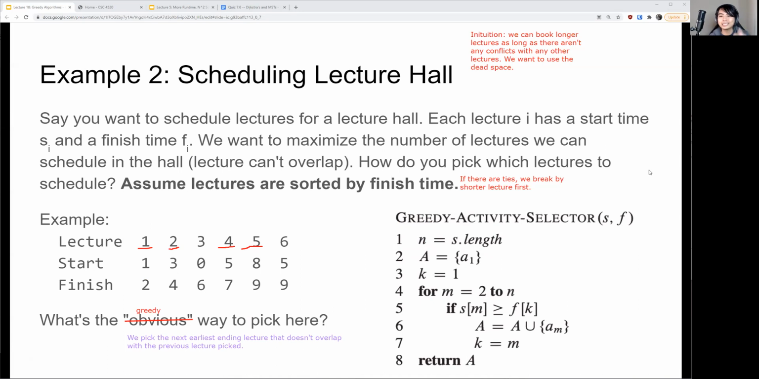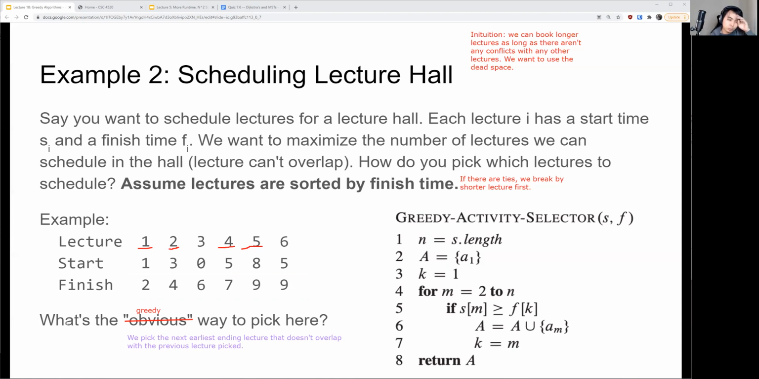We have a greedy activity selector. So in this case, the activity is lecture, which takes in two arguments, an S and an F. An S is an array of start times, so all of these in an array. And then F is an array of end times, so all of these in an array, right? S for start, F for finish.